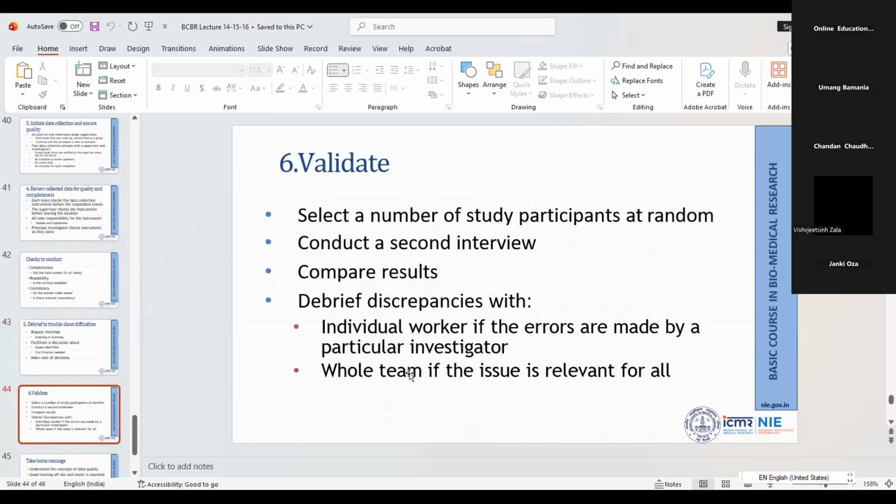To select the number of study participants at random. For example, 5% of study participants we choose, then conduct the second interview again, and we will compare the result with previous result. So we will cross check the result to check the quality of our data collection. Is it consistent or not? So here if there is any discrepancy, we will debrief it with the individual investigator if they have errors made by them, or if the whole team is making any mistakes, then we will debrief with them.